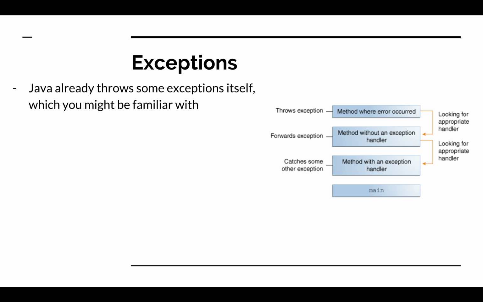So you may already be familiar with exceptions because Java throws some by itself. Do you guys know any of these? Have you guys seen any exceptions? I'm sure you have. Does anyone remember any? Yeah, null pointer exception. So there's index out of bounds exception, there's class cast exception, null pointer exception. So you may have seen these before.